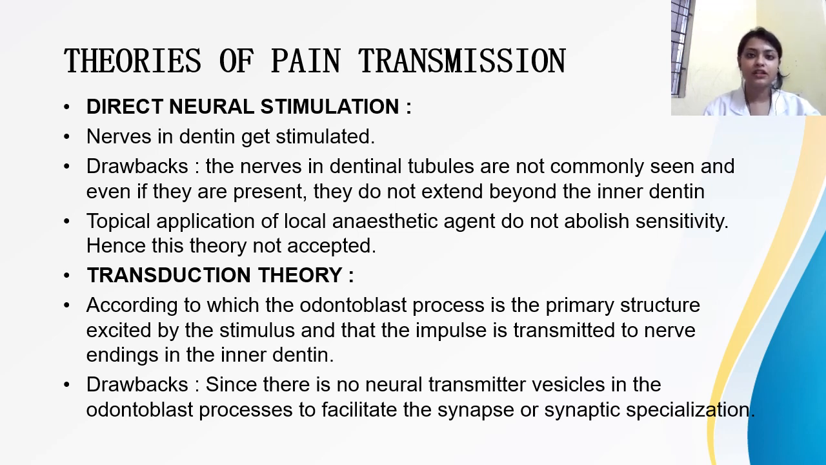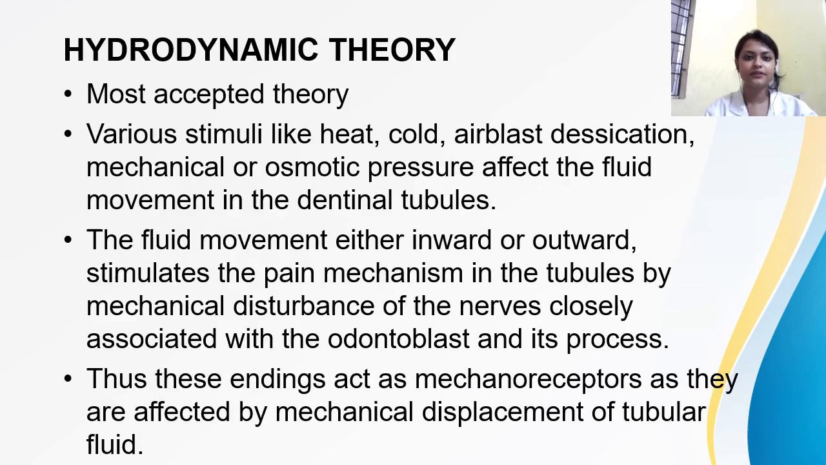Now coming to the transduction theory. According to this theory, the odontoblastic process is the primary structure excited by the stimulus, and the impulse is transmitted to the nerve endings in the inner dentin. In this also the drawback is there, since there are no neural transmitter vesicles in the odontoblastic processes to facilitate the synapse. There is no mechanism in the odontoblastic process to stimulate these nerve fibers. Then how can this theory be correct? So this is also disputed.